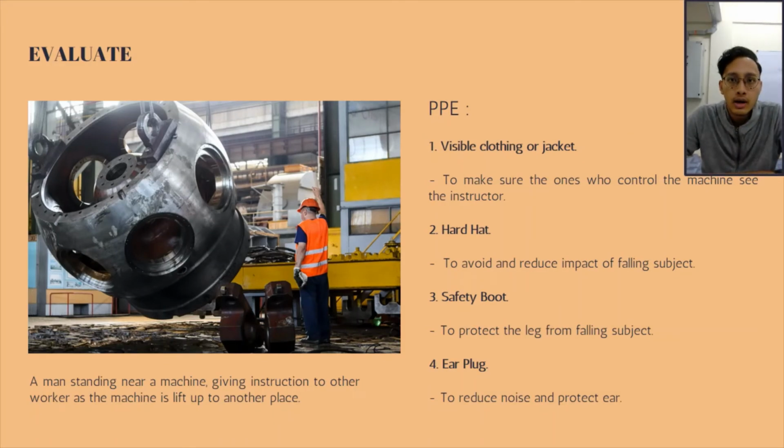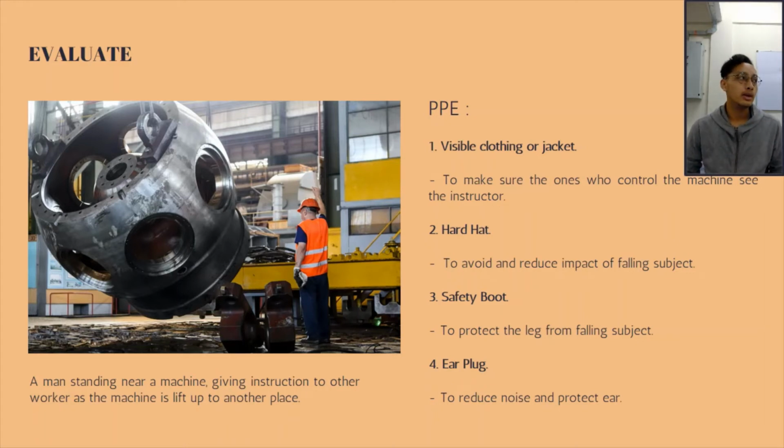So right now, we are going to the next segment, in which I will choose 3 hazard locations at a construction site and evaluate the risk level and the most suitable PPE to be worn at that location. The first situation, in the picture beside me, is a man standing near a machine giving instructions to another worker as the machine is linked up to another place. Here I have listed the suitable PPE: from the top, it means it's very important, and going down to the bottom it is unnecessary.